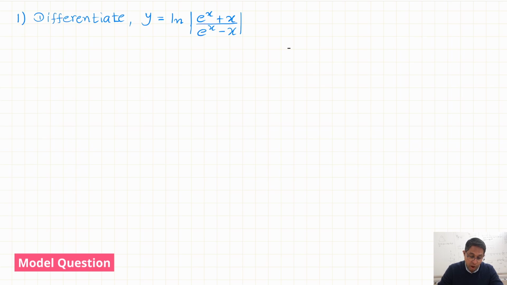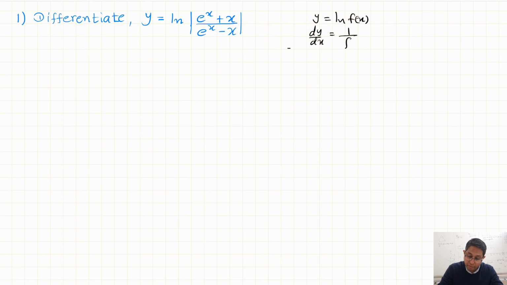Question number 1. You have to differentiate this function y equals ln of (e^x + x)/(e^x - x). Remember, if you have y equals ln f(x), according to the chain rule we can differentiate this function: dy/dx equals 1 over f(x) times the derivative of f(x). In this function, f(x) is equal to (e^x + x)/(e^x - x).